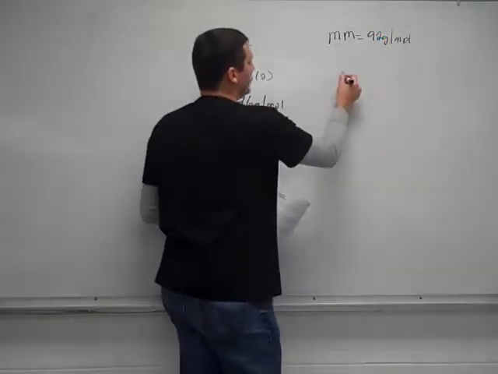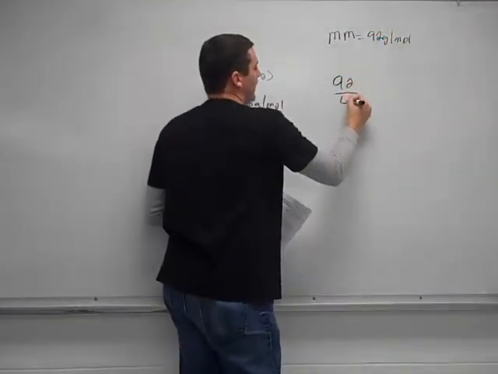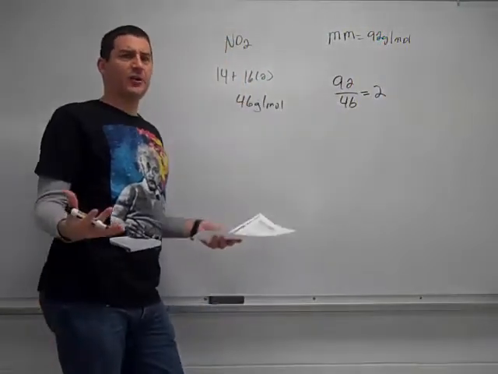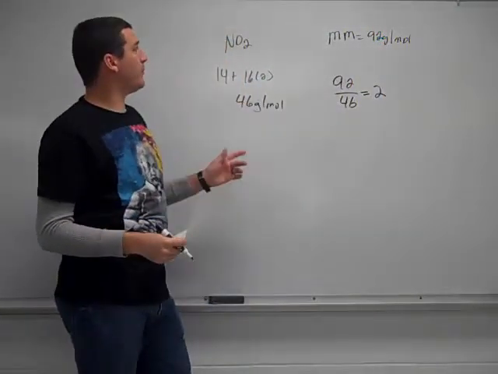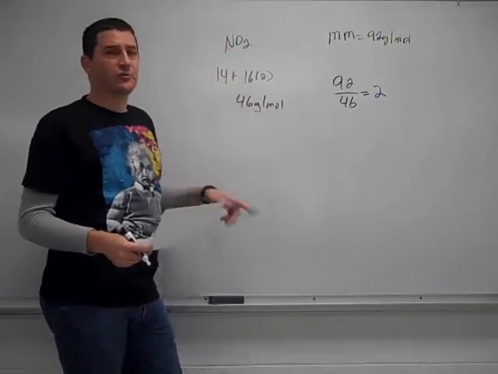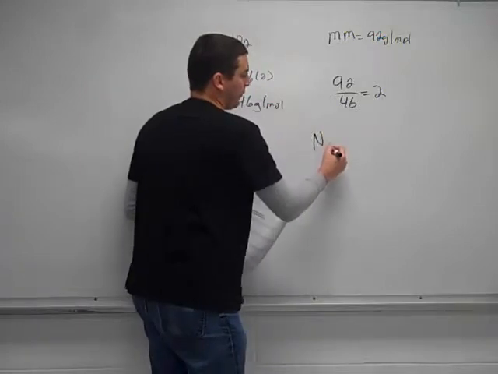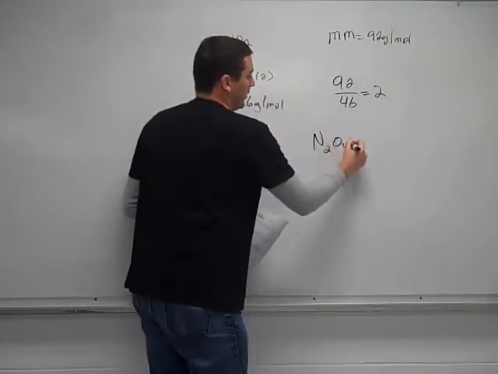So we're going to do 92 divided by 46. That's going to give us an N value of 2. So we're going to multiply our N times 2 and our oxygen times 2. So our true or molecular formula is going to be N2O4.